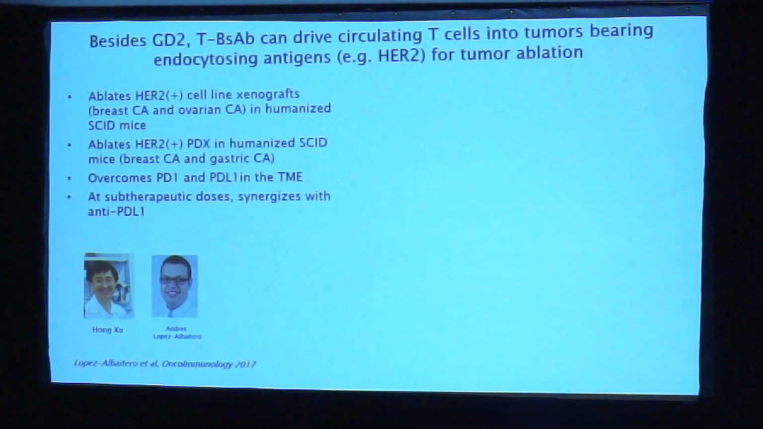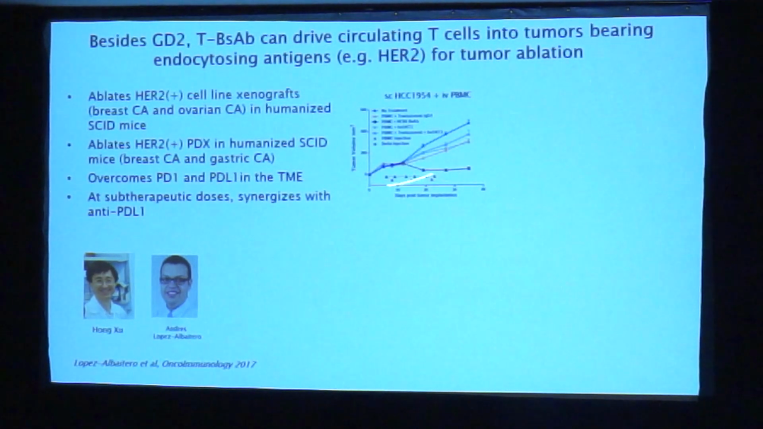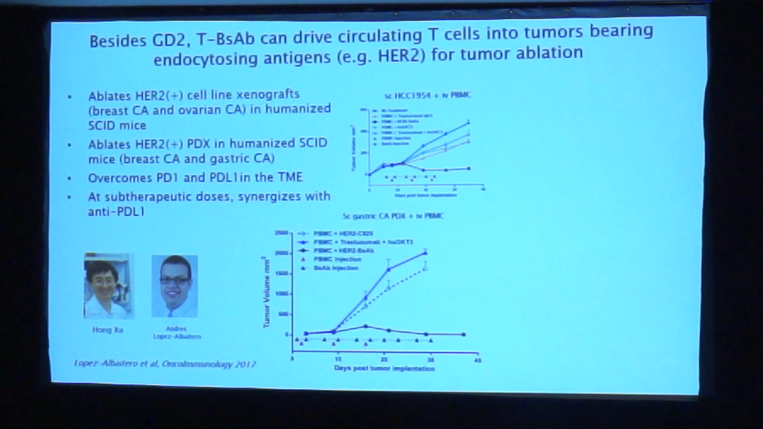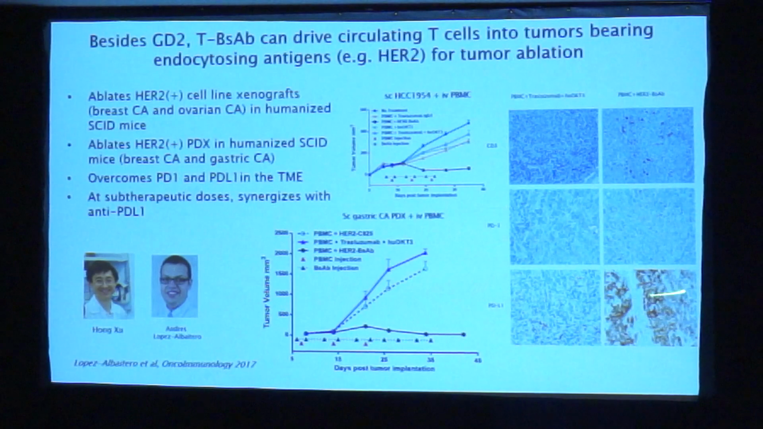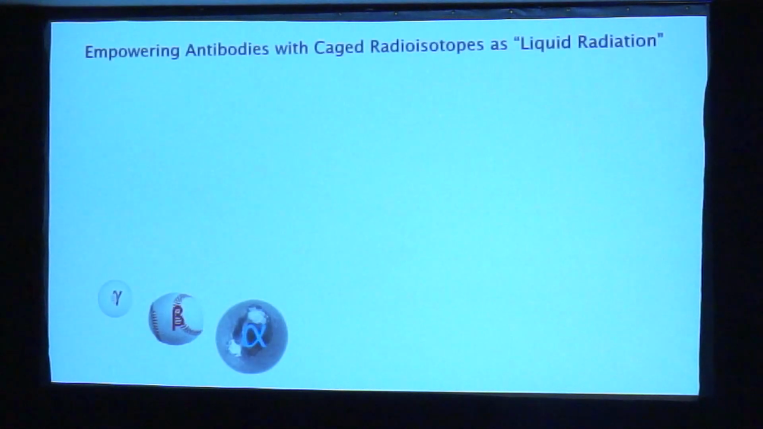And again, we showed that this platform was relatively insensitive to PD-1 and PD-L1 inhibition, although you can enhance the effect of these antibodies by combining with anti-PD-L1. And shown here is an example. Tumors will go away with the bispecific. And then again, when you show the immunohistochemistry, these T cells, as soon as they track into the tumor, they upregulate, they stimulate PD-L1 expression in the tumor. But despite all that, the tumor is still going away.